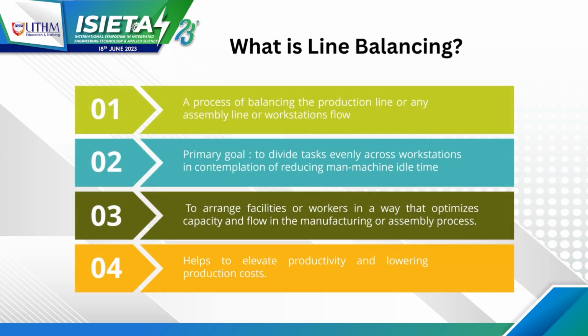So what is line balancing? Line balancing refers to the process of balancing the production line or any assembly line. The primary goal of line balancing is to divide tasks evenly across workstations in order to reduce man-machine idle time. Line balancing seeks to group facilities or workers in an effective and efficient pattern to achieve the best possible or most efficient balance of the capacities and flow of the manufacturing or assembly process. Apart from elevating productivity, line balancing also helps in lowering production costs.